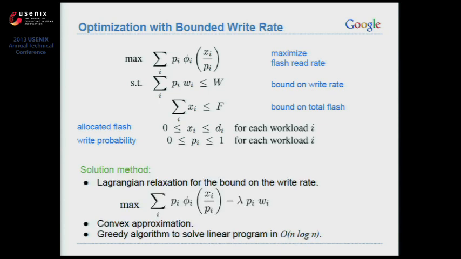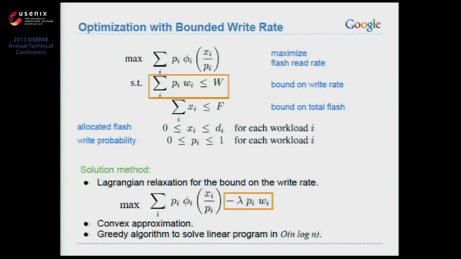To solve it, we relax the constraint on the bounded write rate. So this means we remove the constraint from the list of constraints, but insert a penalty factor into the objective. You see here the new objective at the bottom. This shows the penalty factor at the end and the constraint which is removed. To solve it, we iterate over the penalty factor lambda to get the best solution which satisfies the write constraint.